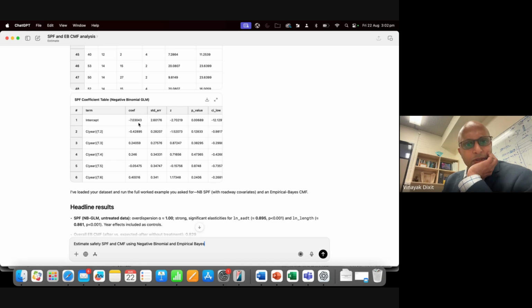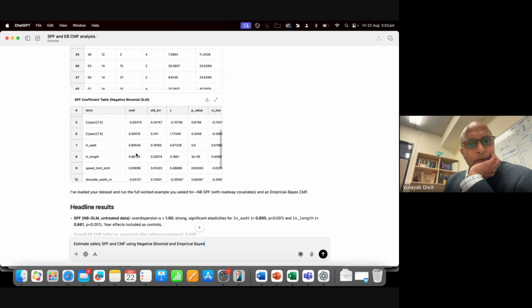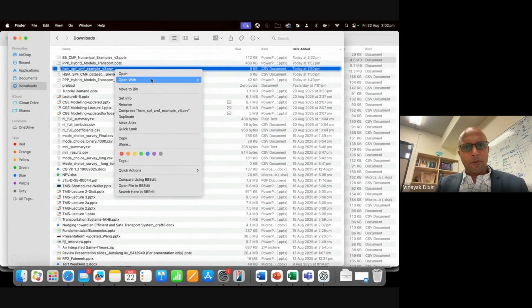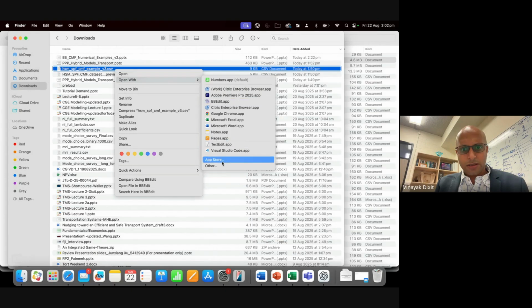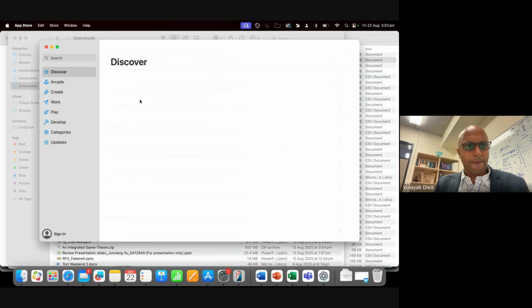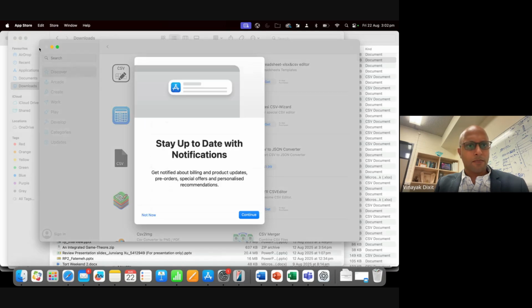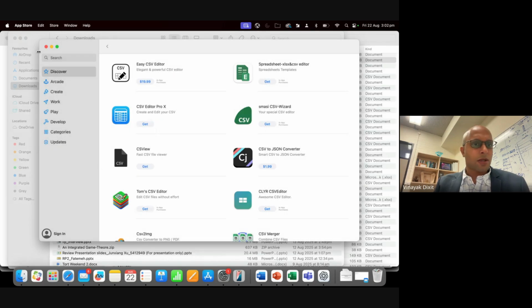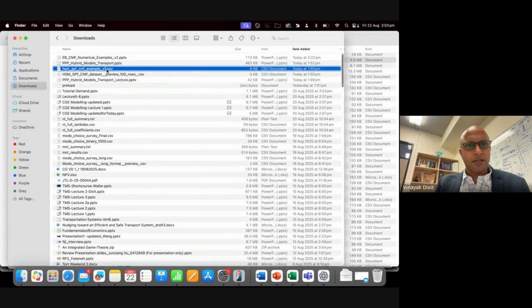We do care about the intercept. The intercept is minus 7.03043. And the coefficient of log ADT is 0.89545. All right. Let me open this with Excel.